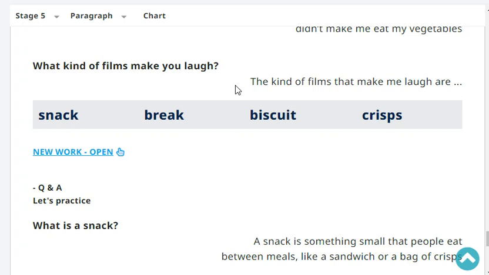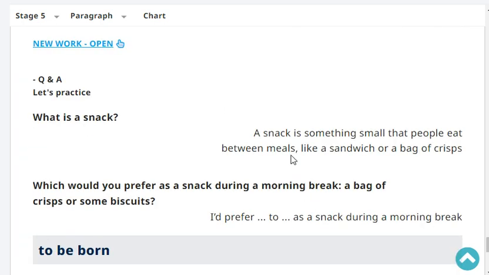What kind of films make you laugh? The kind of films that make me laugh are comedy films. Very good. What is a snack? A snack is something small that people eat between meals, like a sandwich or a bag of crisps. Very good.